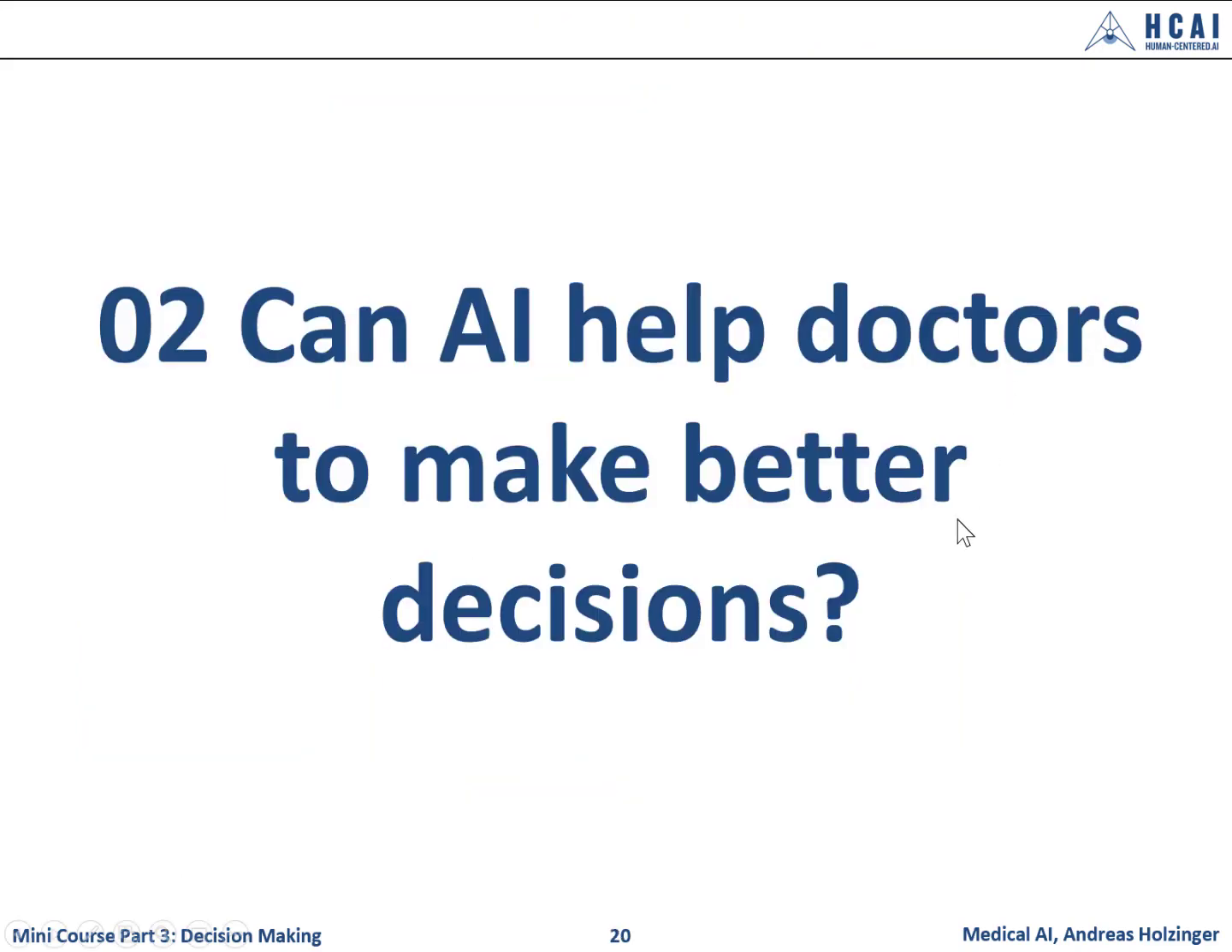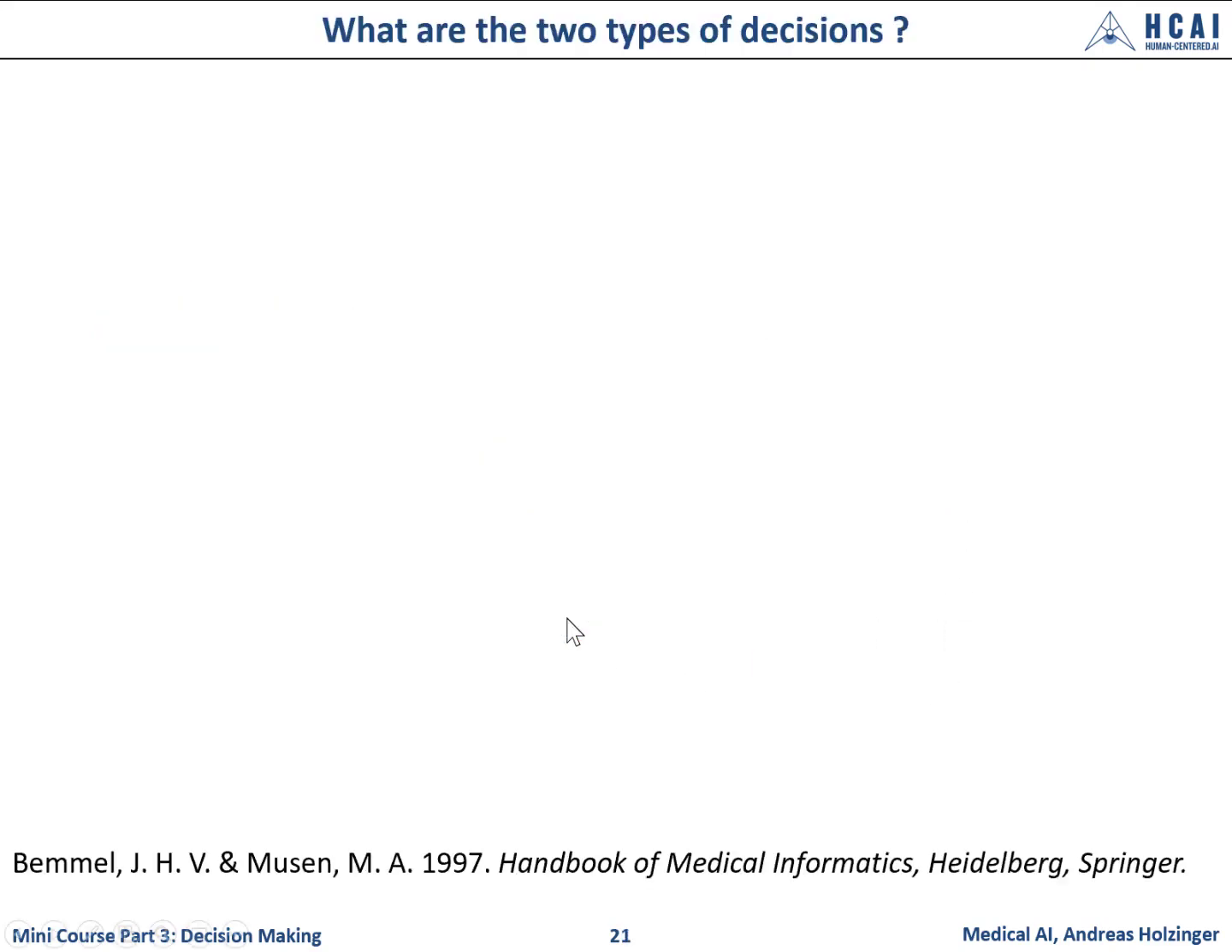Okay, can AI help doctors to make better decisions? The answer is surely and obviously yes, of course. Computers have a huge advantage: they do not get tired. Although they are biased as well, because logically we would say they are not biased, but computers are also biased, but we will discuss this in the further progress of this course. So what are the two types of decisions? This is the basic in decision making. So we have a closer look.